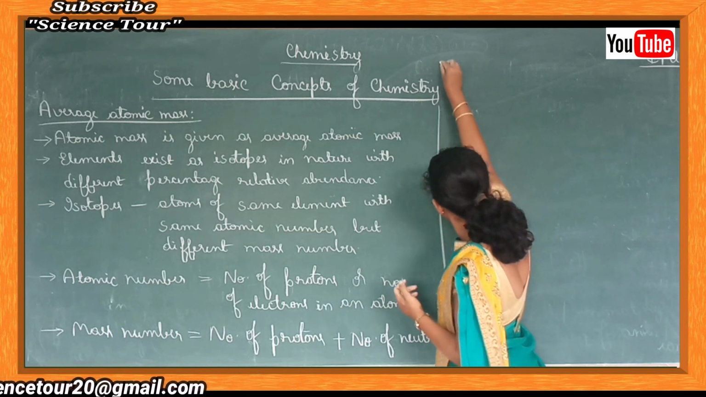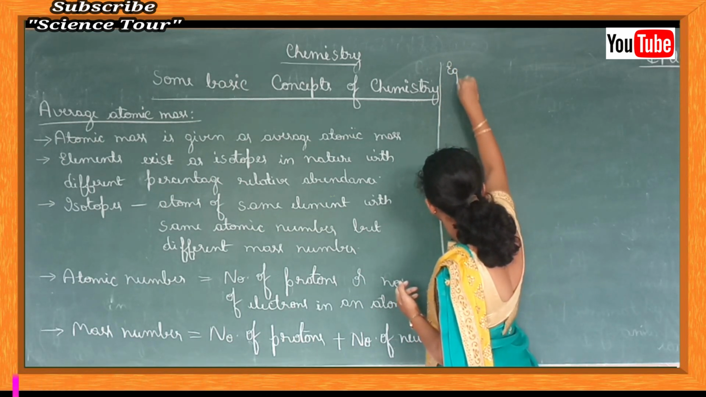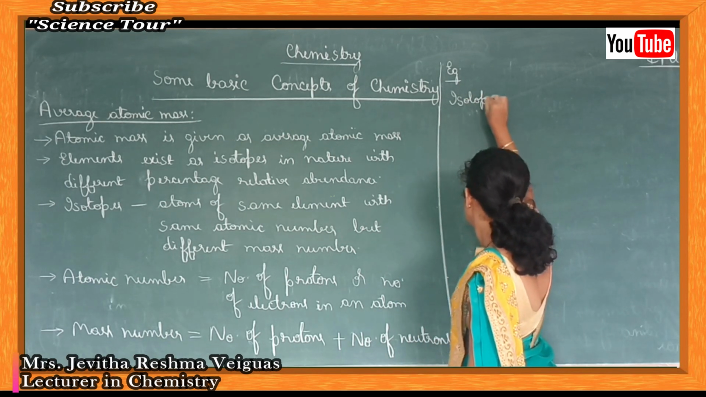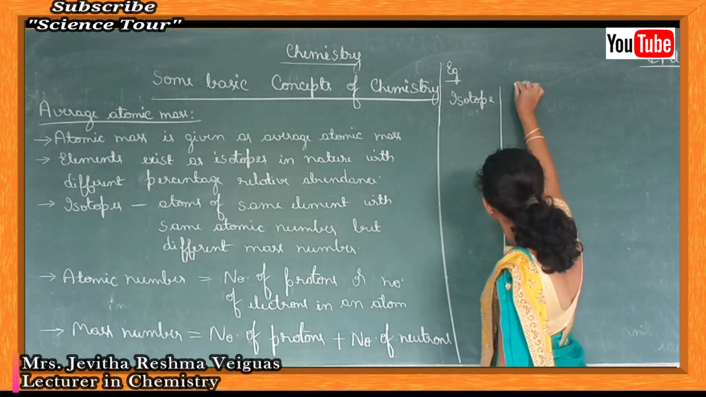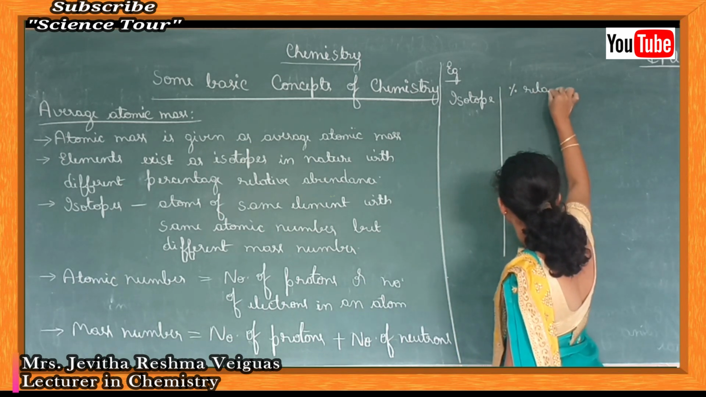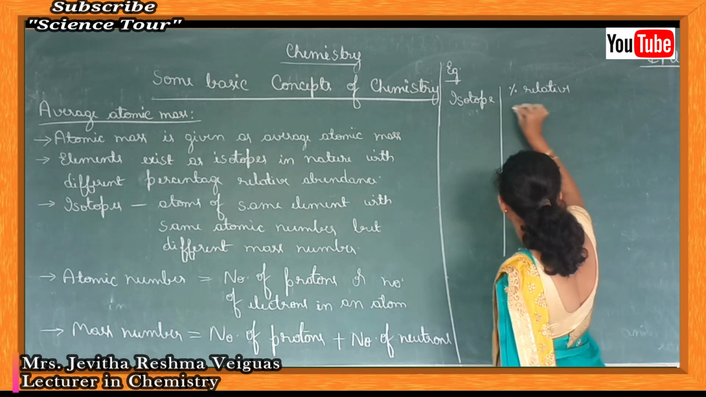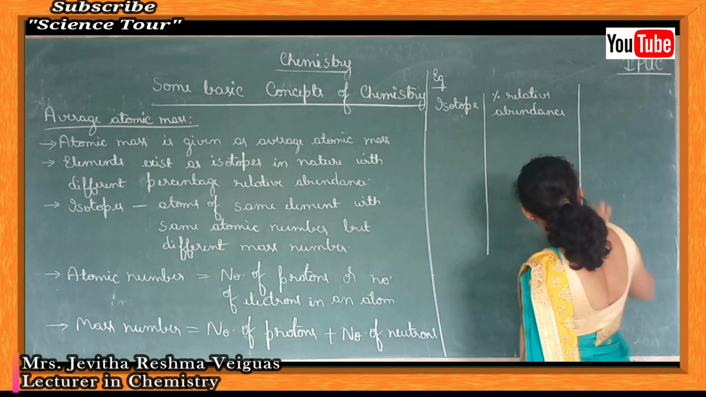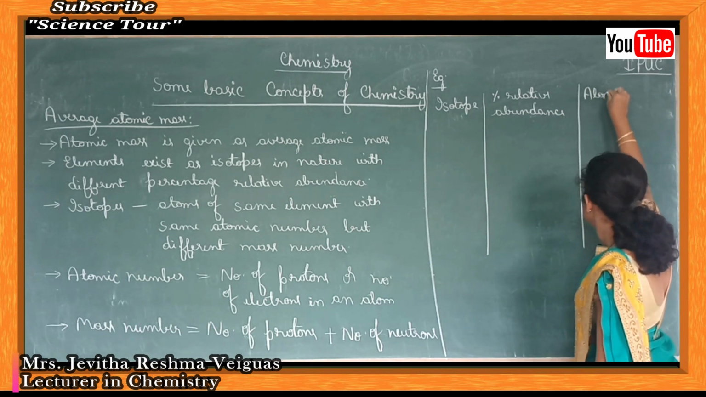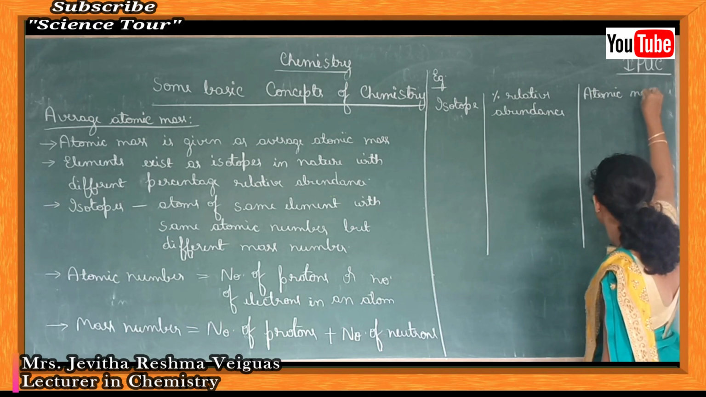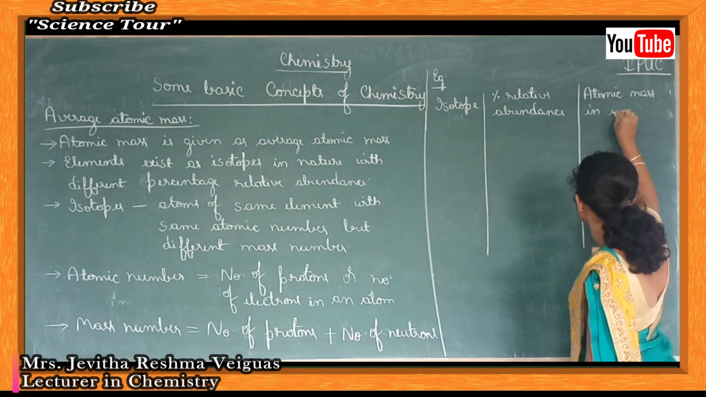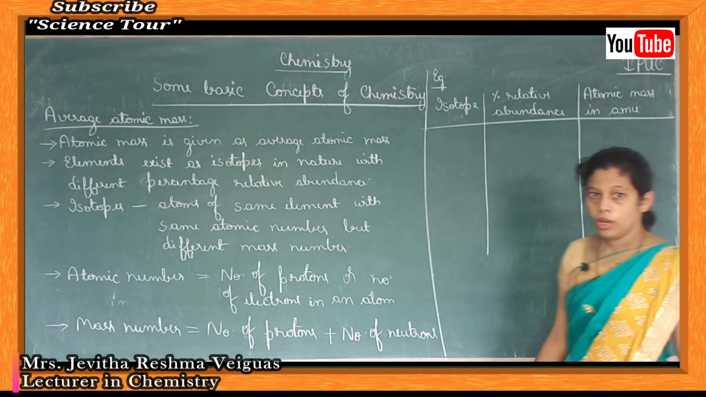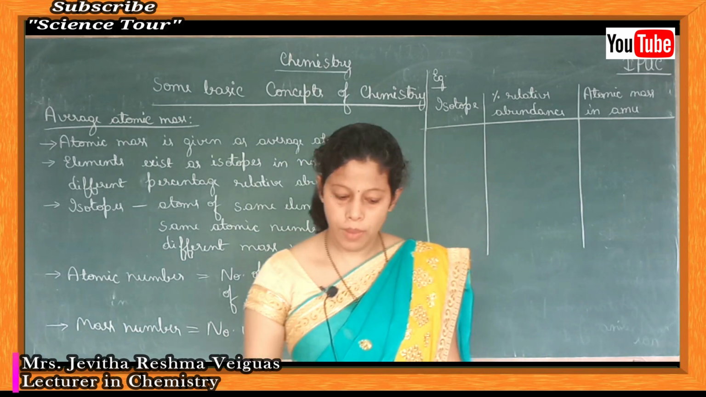Say for example, I will take the isotopes, their percentage relative abundance and their atomic mass given in atomic mass unit, AMU. If you know these things, you can calculate average atomic mass.